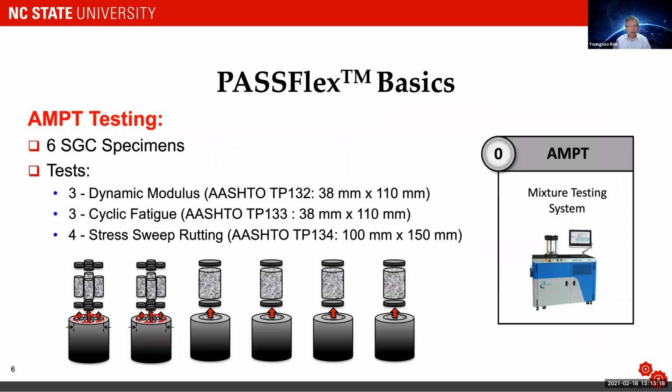For AMPT testing, you need only 6 gyratory specimens. We use small specimen geometry, so we get 4 38mm cores from a single gyratory sample, and then 3 of them are used for dynamic modulus, and another 3 small cores are used for the cyclic fatigue, and then 4 gyratory samples are used for the stress sweep rutting test.